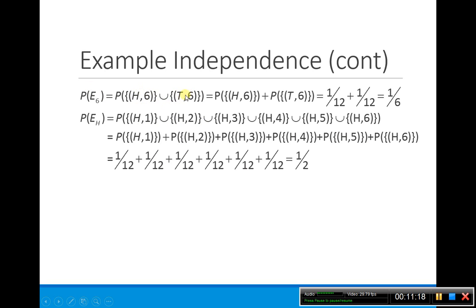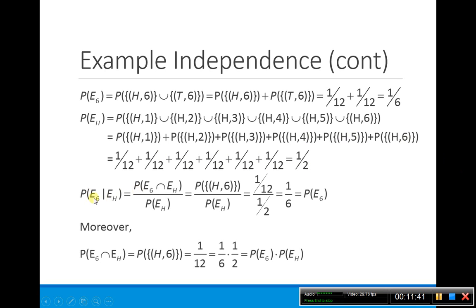I look at the union of these. These are two disjoint sets, so I can add the probabilities. The probability of each event is 1/12, so I just get 1/6. Again, these are all disjoint sets, so I can just add up the probabilities. All of these are 1/12, so I get 1/2 when I add them all up.